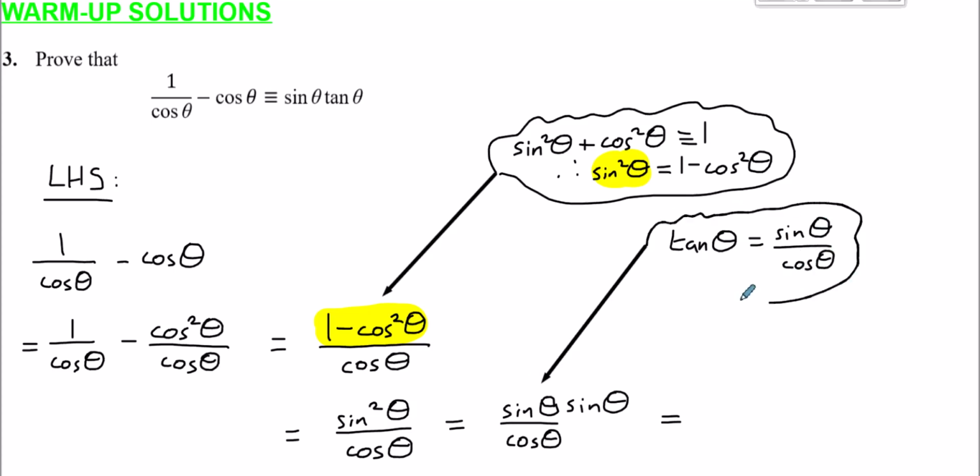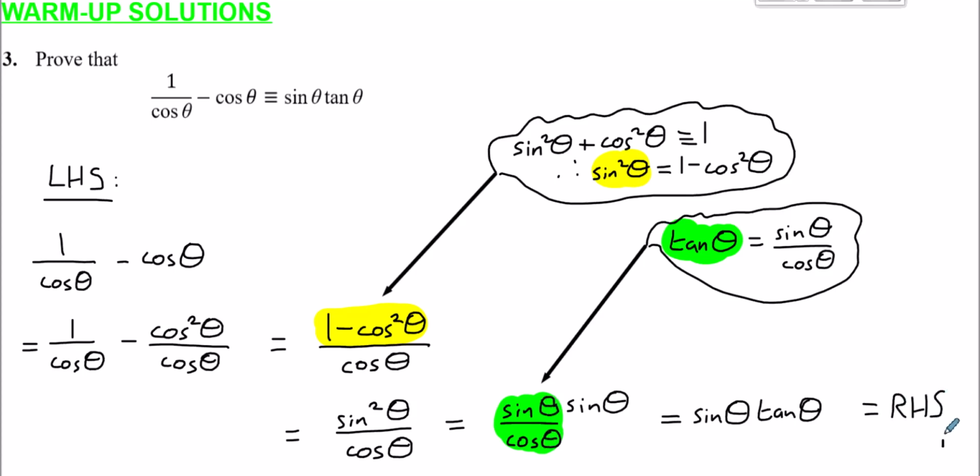And so this helps us to replace the sine over cos with tan, because tan is sine over cos. So then finally, sine over cos is tan. We have that times sine theta. So we have sine theta multiplied by tan theta, which is the same as the right-hand side, which is what we wanted to prove it was. And so that does it for us.